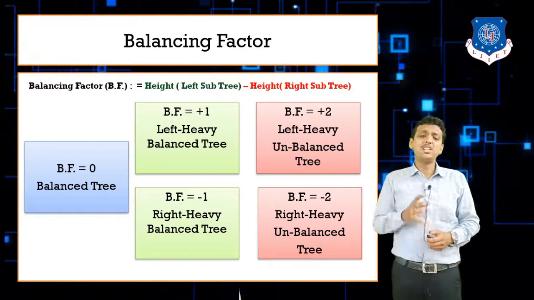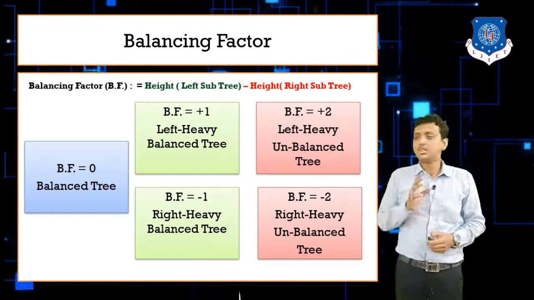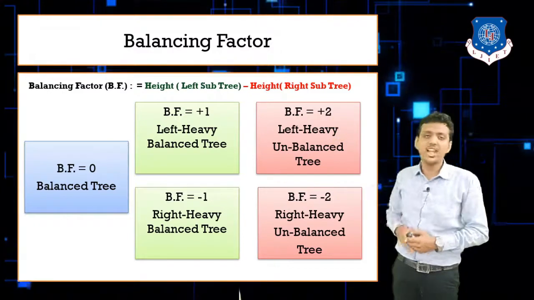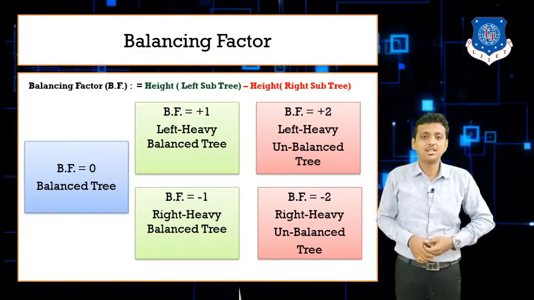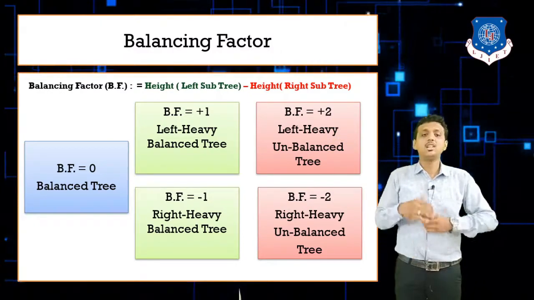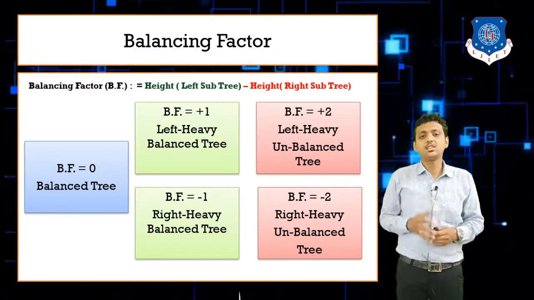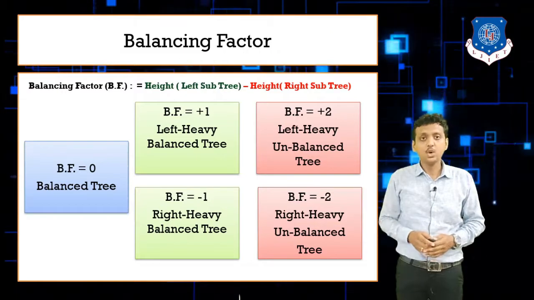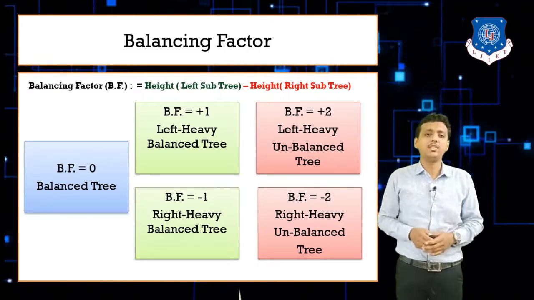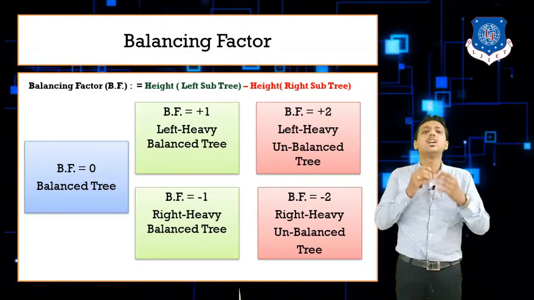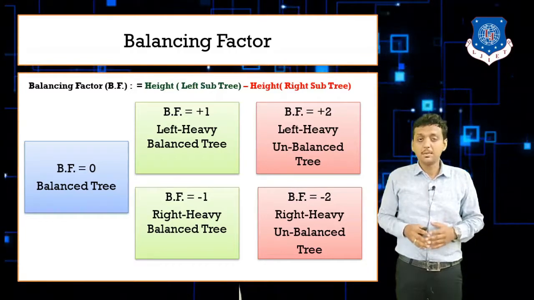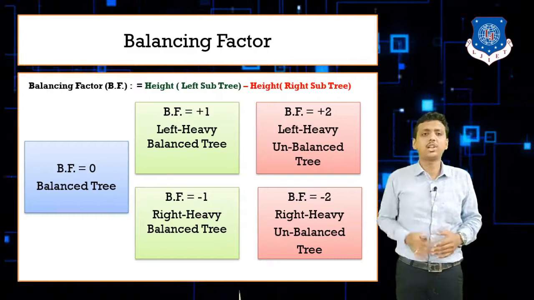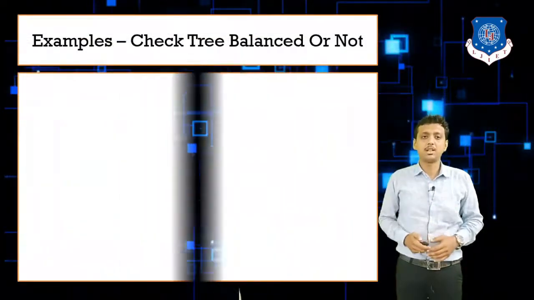When the balancing factor is plus 2, it is known as a left heavy unbalanced tree, and if it is minus 2, then it is known as a right heavy unbalanced tree. So for plus 2 we have left heavy unbalanced, for minus 2 we have right heavy unbalanced. But now the question is, sir, how can we calculate the balancing factor of a tree? So let's start with the examples.